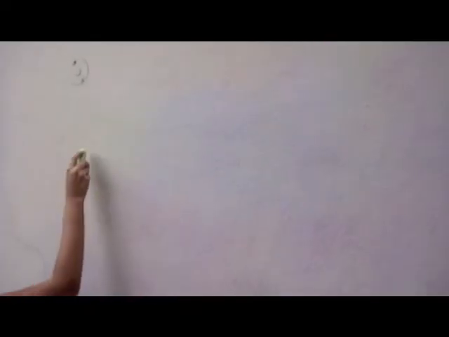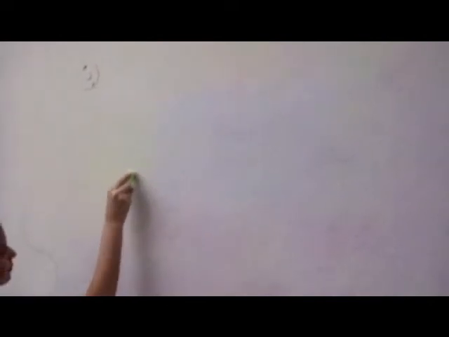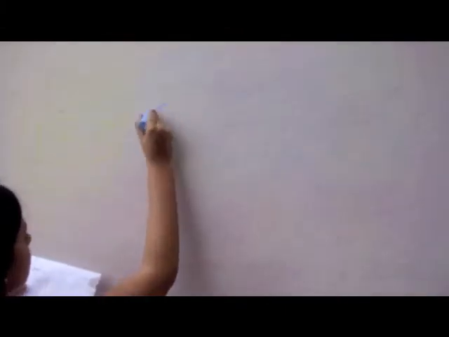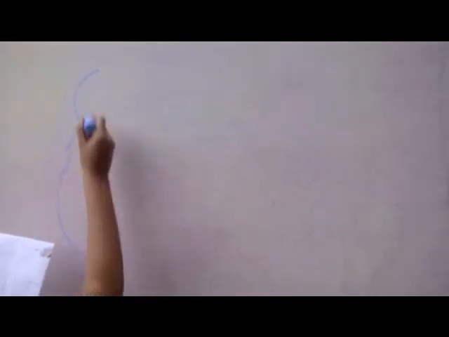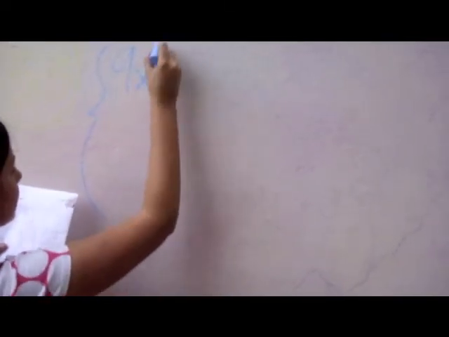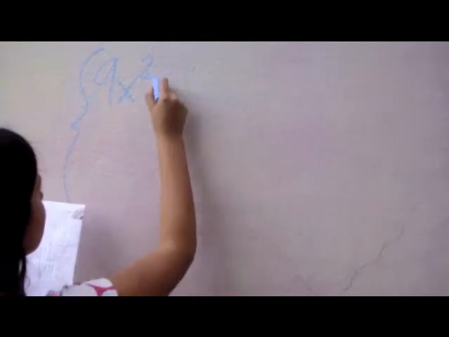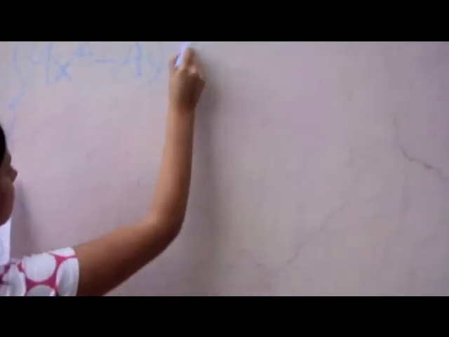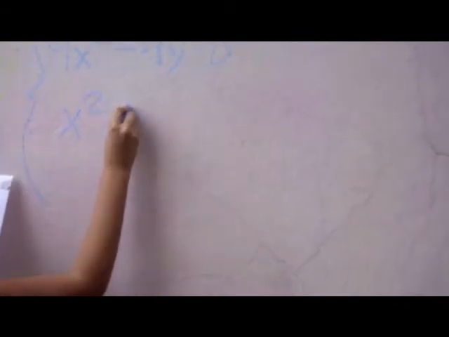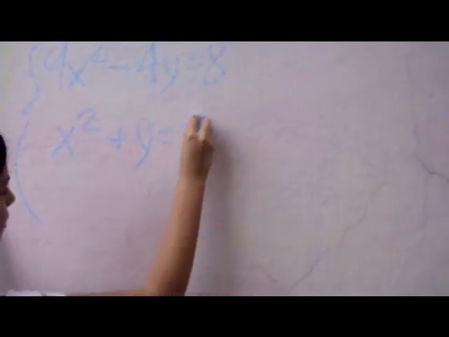Now we will do our last problem, which is 133. In this problem, we need to solve the equations by the graphing method. The two equations we have: the first one is 9x squared minus 4y equals 8. And the second one is x squared plus y equals 25.